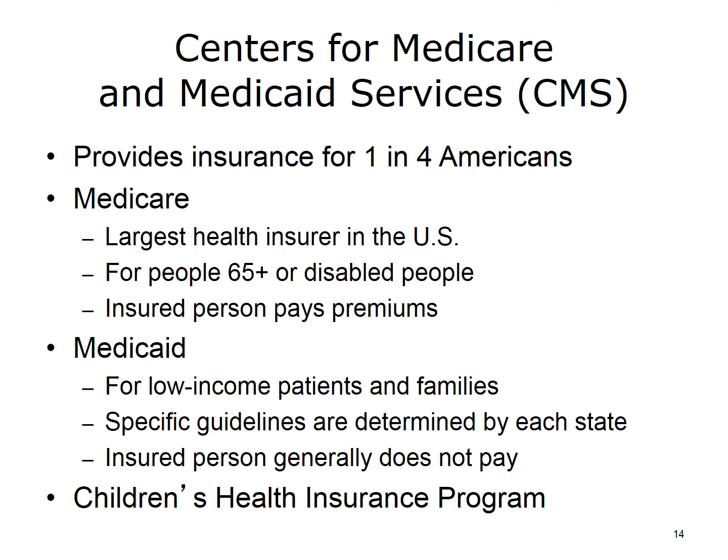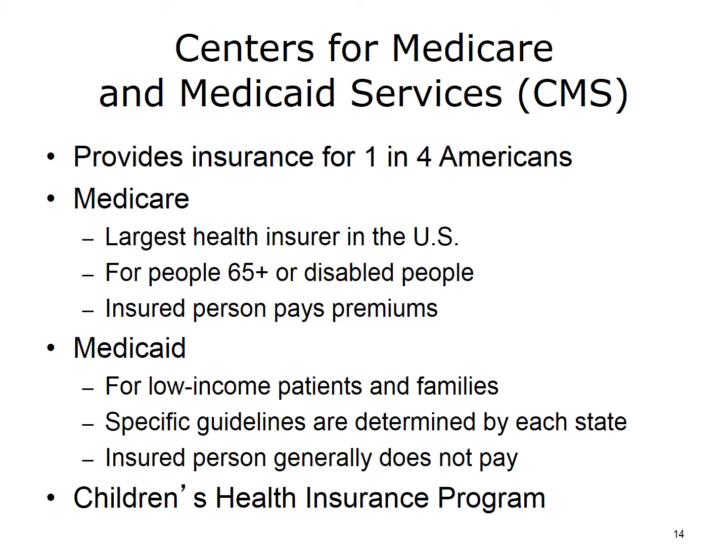The Centers for Medicare and Medicaid Services, or CMS, provides healthcare insurance for 1 in every 4 Americans. In fact, Medicare is the largest health insurer in the U.S., processing more than 1 billion claims every year. Medicare is for people aged 65 and older, along with younger people who have certain disabilities. Medicare insurance is divided into 4 parts.